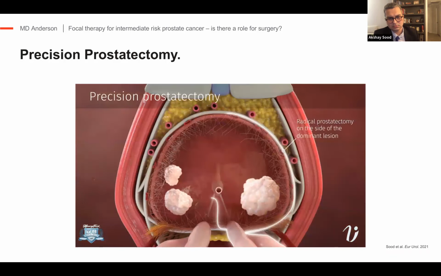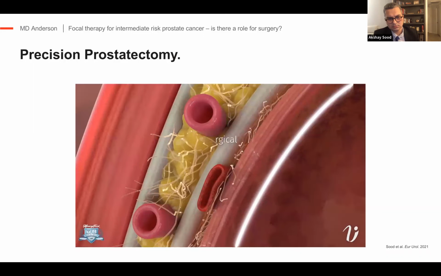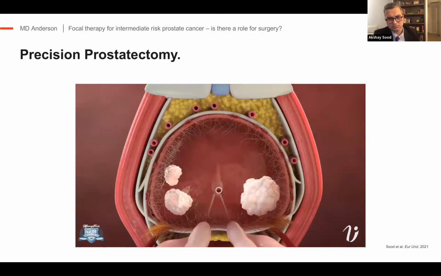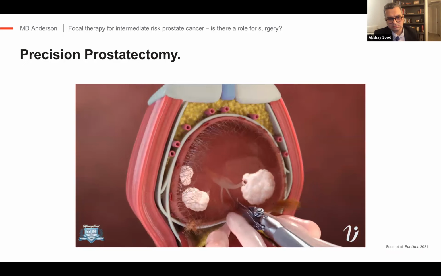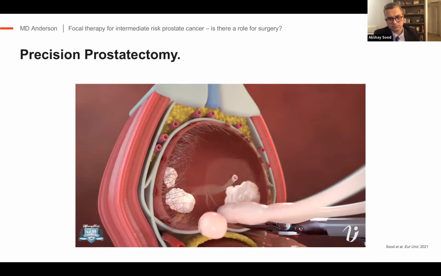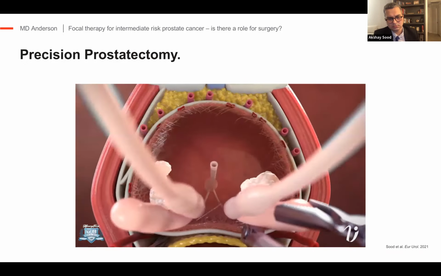Whereas the plane for a precision prostatectomy cuts into the peripheral zone and deliberately leaves behind a 5 to 10mm rim of prostatic tissue that maximizes removal of cancer foci while protecting erectogenic nerves embedded within the prostatic capsule. Here, we see a radical prostatectomy plane with conventional nerve sparing on the right side, the side of the dominant cancer lesion.